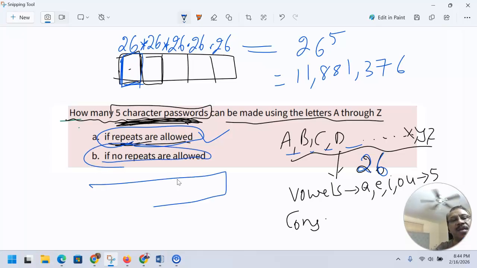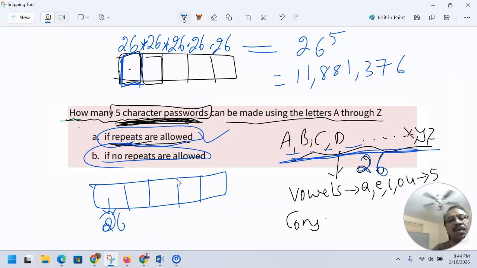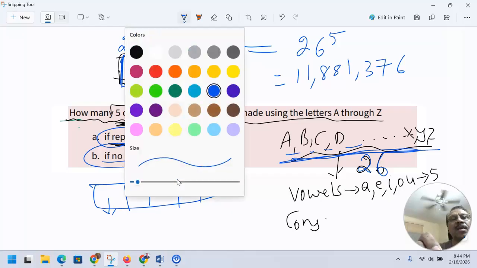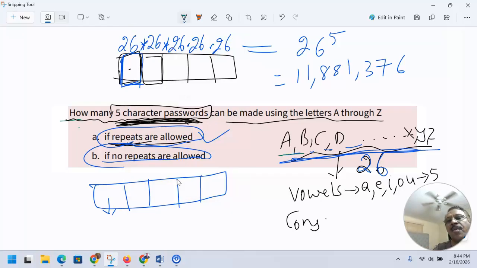Now the second question is if no repetition is allowed. What is that? No repetition basically means if there are 26 of these characters, the first can be any of those 26. Once the first one is placed, it is used up. Let's see the F is placed. Of course it could have been any of these 26. So I'm going to take this F and put it here. So you had 26 options, and this F is gone.